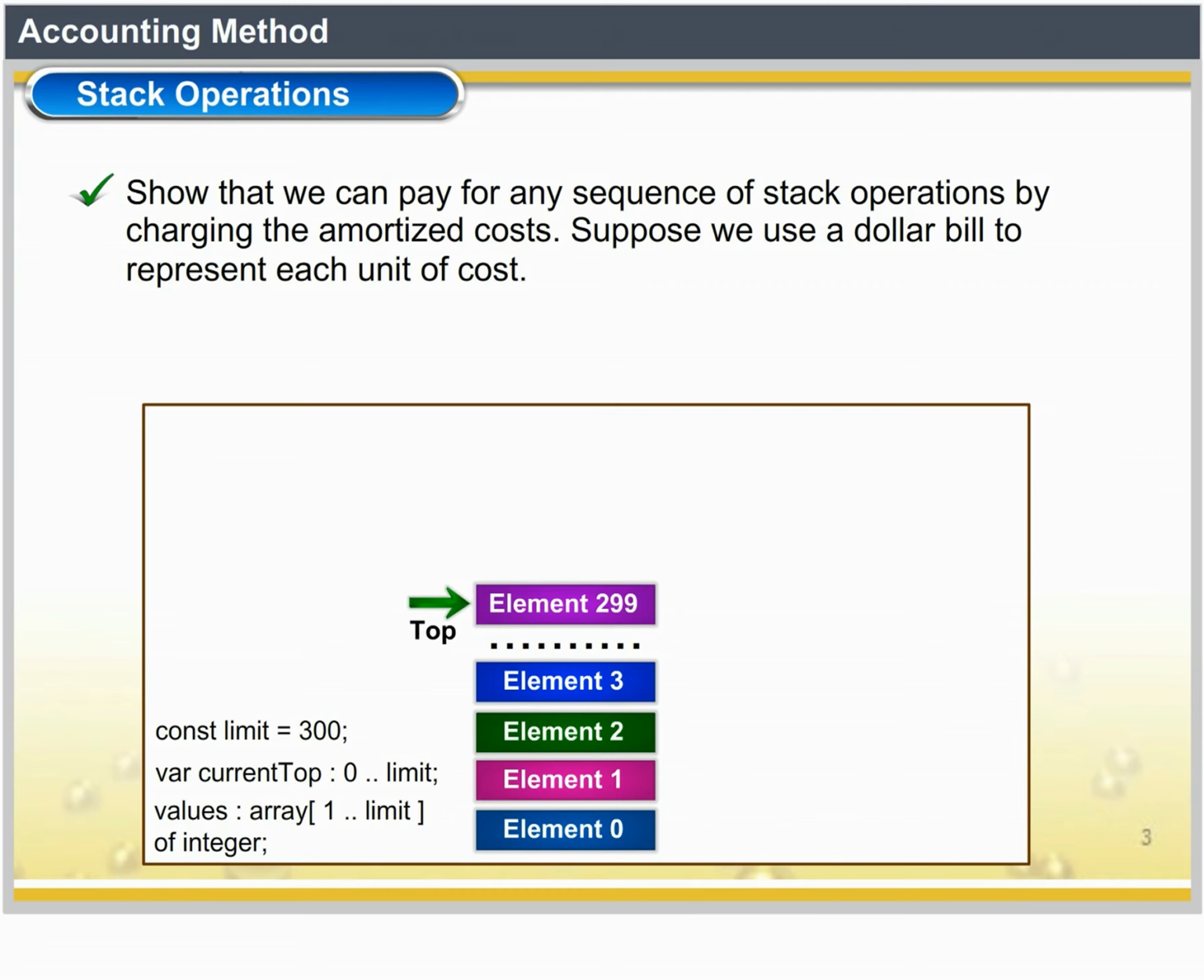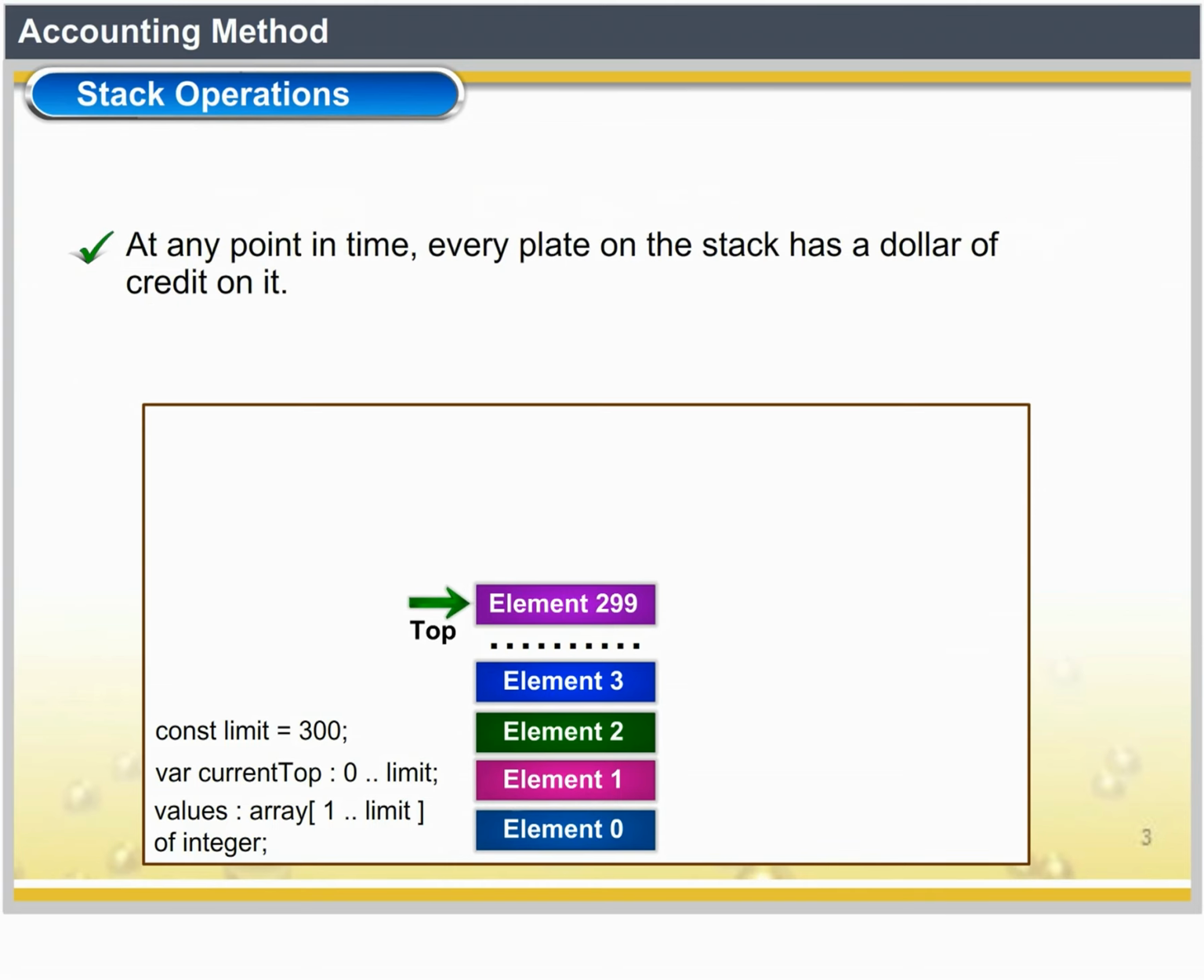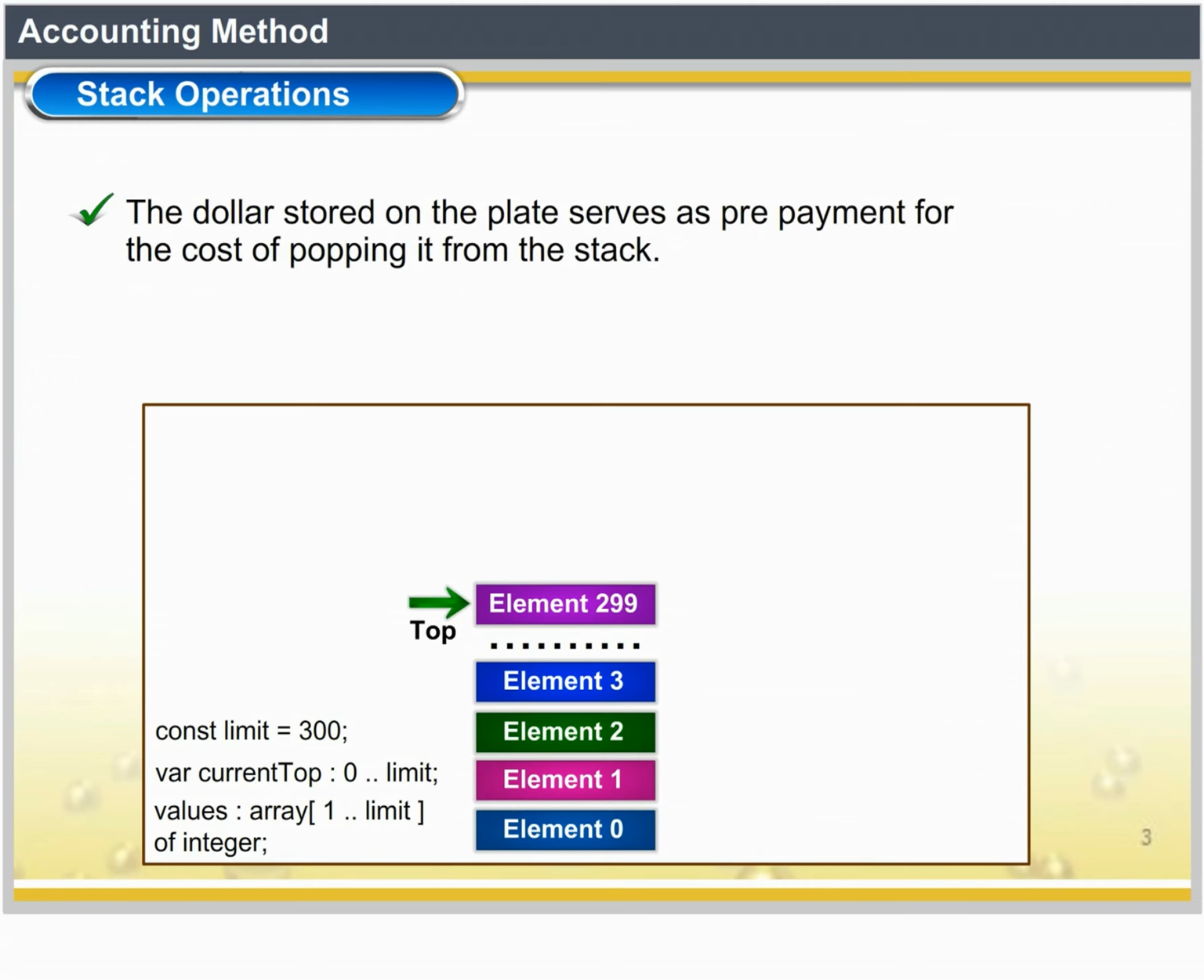Suppose we use a dollar bill to represent each unit of cost. We start with an empty stack. When we push a plate on the stack, we use $1 to pay the actual cost of the push and are left with a credit of $1 out of the $2 charged, which we leave on top of the plate. At any point in time, every plate on the stack has $1 of credit on it. The dollar stored on the plate serves as prepayment for the cost of popping it from the stack.